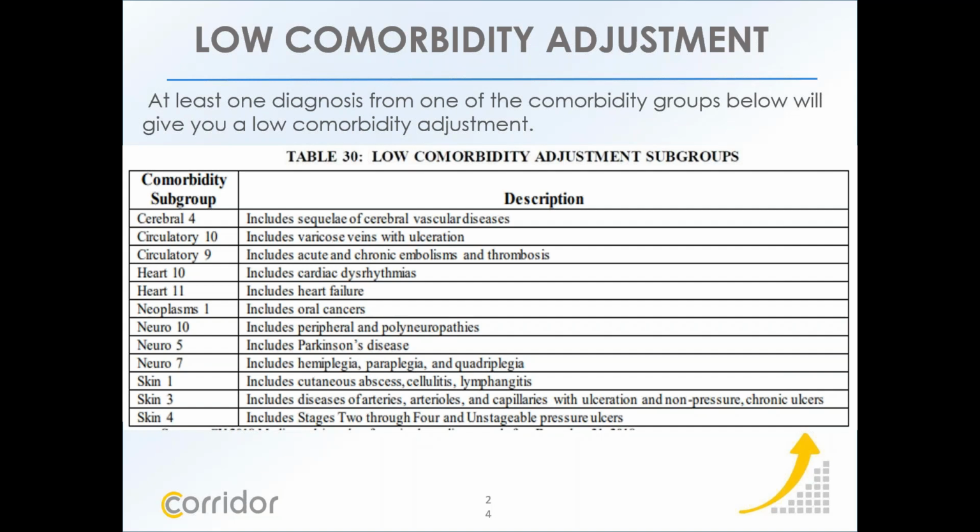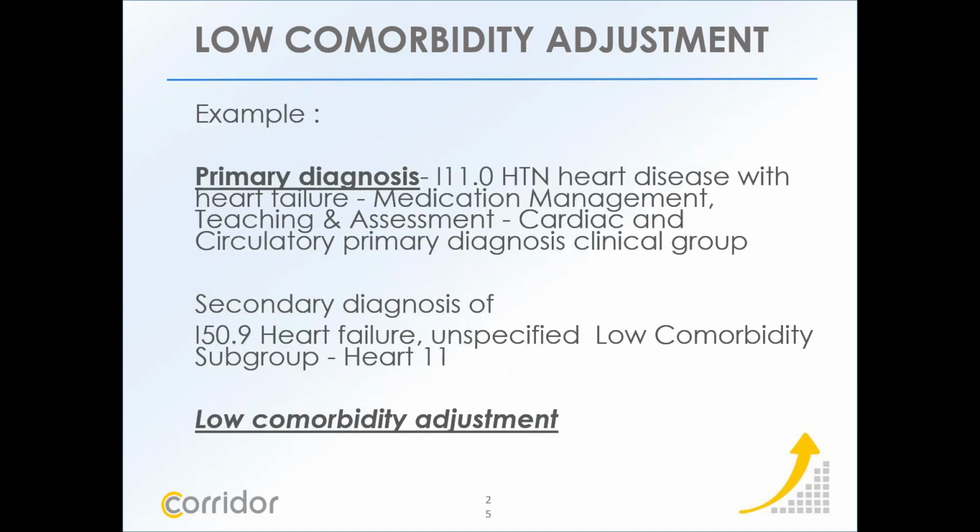So if we have one of these as our focus of care and then another one as a secondary diagnosis, now I'll get a low comorbidity adjustment for that patient. So there is a little trick to it, and that's kind of how it works. So let's have a look at an example of a low comorbidity adjustment on the next slide.